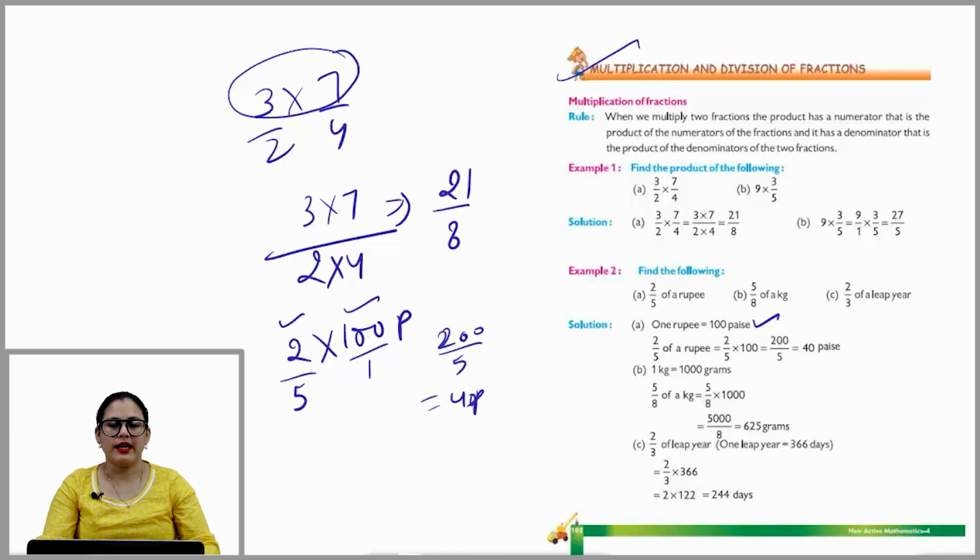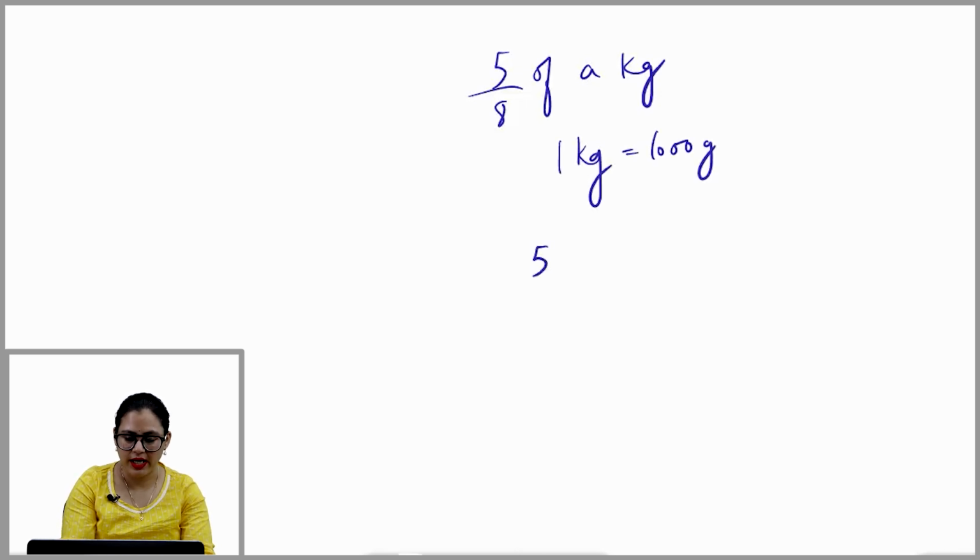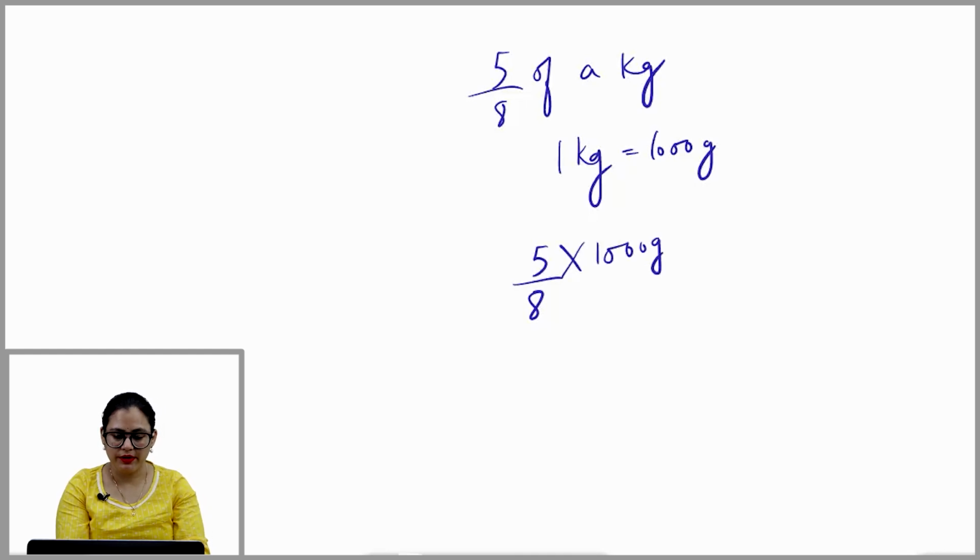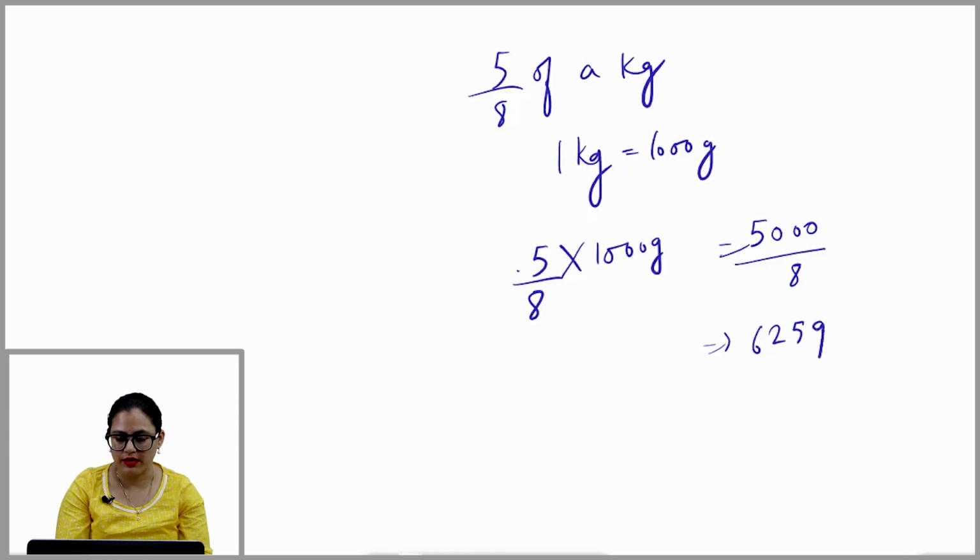B part: 5 by 8 of a kilogram. We know that 1 kilogram is equal to 1000 grams. So 5 by 8 of a kilogram: we'll multiply 5 by 1000, that is 5000 by 8, which is equal to 625 grams, right?